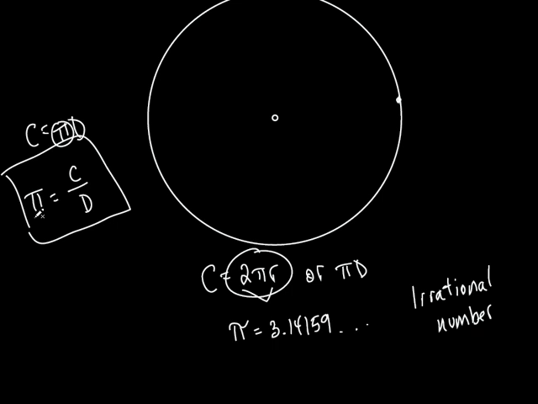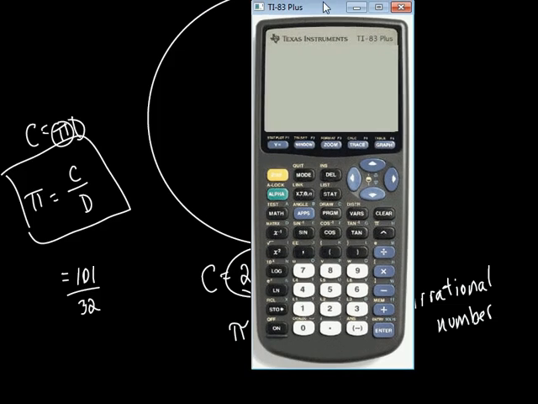Now I don't even need a string for this. Just use the ruler. I'm going to take from here through the center. How much? About 32? Again, this might be off a little bit, but it should be pretty close. So 101 was my circumference, and my diameter was 32. Let's put that in there. I said 101, not 31.